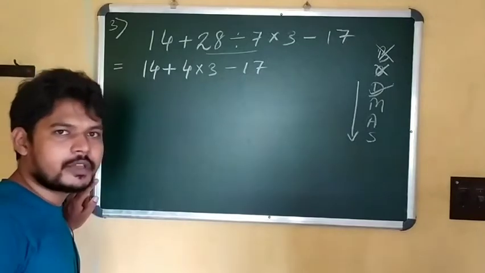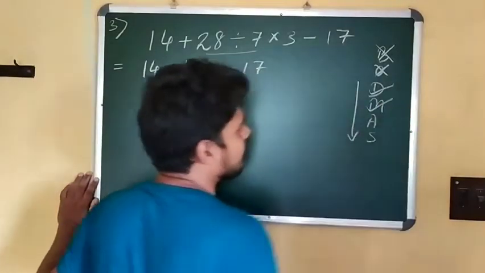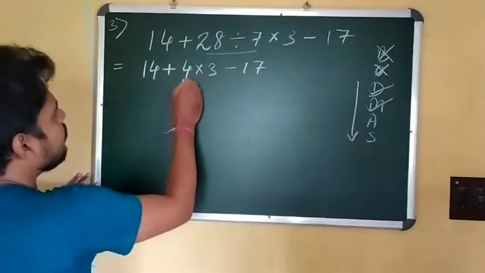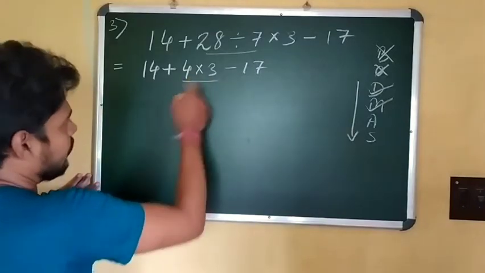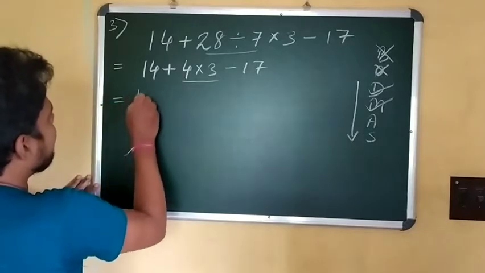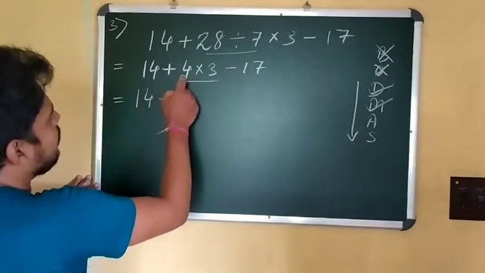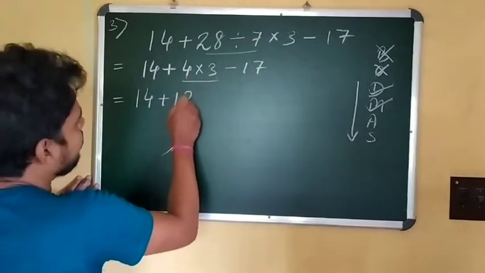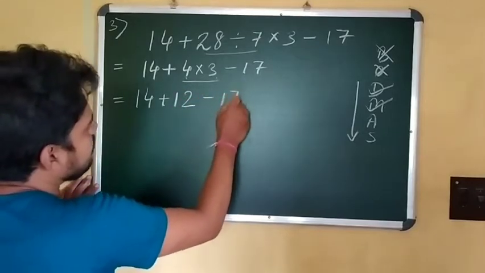Then which operation do we have to do? We have to do the multiplication. Then we have to multiply 4 by 3. Here the multiplication sign is present. So you write down 14 plus 4 into 3, that means 12. Then you give minus 17.